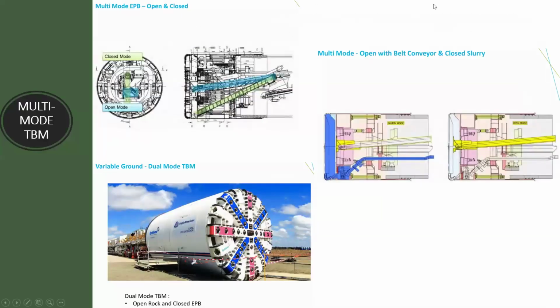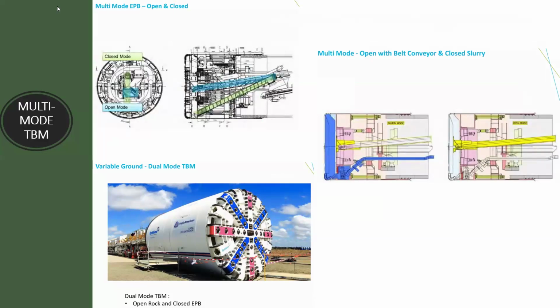Now this is what I told you. This is the multi-mode EPB. Multi-mode EPB means that I can work in an open mode as well as a closed mode. You can see in the first figure, the upper part they have made is in a closed mode, and the lower part they made in an open mode. Sometimes it can be both EPB as well as slurry. The same machine can work as an EPB, the same machine can work as a slurry. They can change the screw conveyor part, and then it can be two modes also.